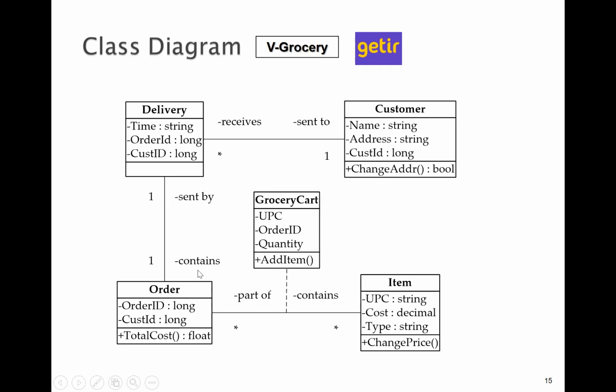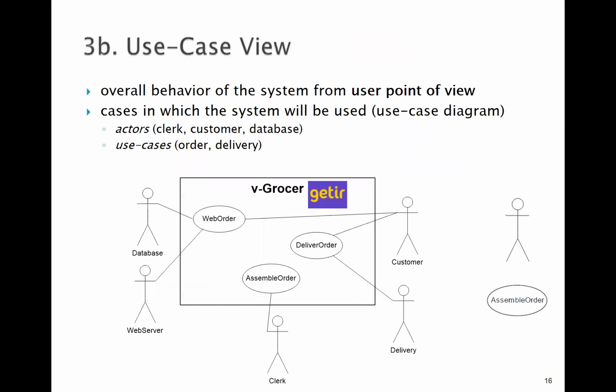And delivery orders sent by delivery, and delivery contains orders. So there is one-to-one relationship. And item and orders, as you can see, grocery cart is one-to-many here. So we can construct class diagram for any object-oriented modeling system.